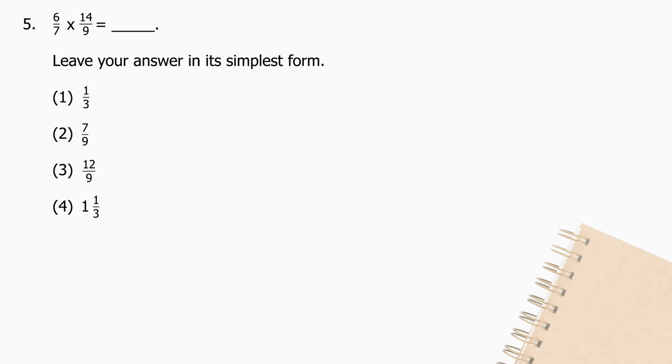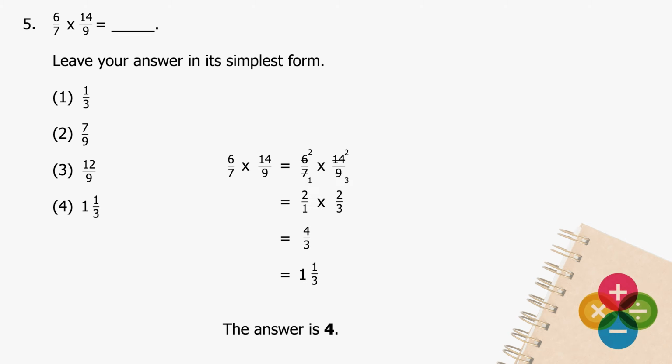Question 5. Multiply 6/7 by 14 over 9, and the product is equal to the missing fraction. Leave your answer in its simplest form. Multiply 6/7 by 14 over 9, and it is equal to: multiply 2 over 1 by 2/3, and the product is 4 over 3. Convert 4 over 3 to a mixed number, which will be 1 and 1/3. The answer is 4.